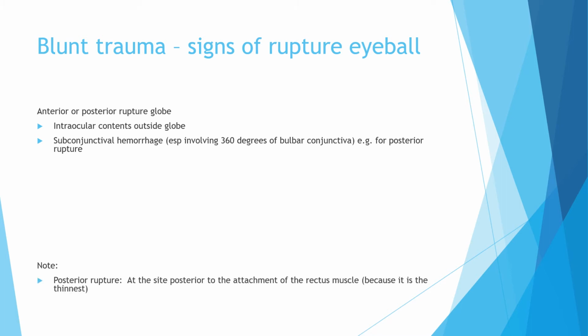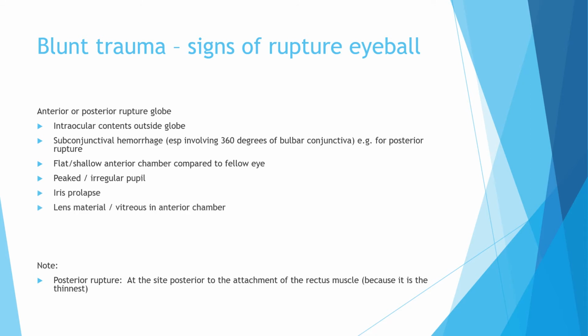Then you worry about a posterior rupture. Now, for posterior rupture, the common site of rupture is actually at the sclera, just posterior to the attachment of the rectus muscle, because it's the thinnest part of the globe. Other signs include a flat or shallow anterior chamber compared to the fellow eye, a peaked irregular pupil or iris prolapse, lens material or vitreous in the anterior chamber, limitation of extraocular movement greater in the direction of the rupture, and also low intraocular pressure.